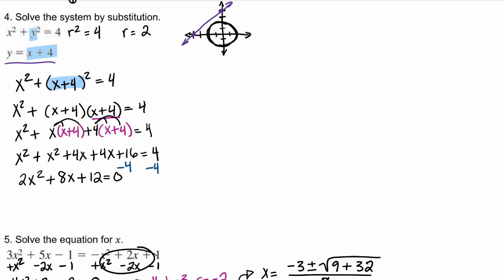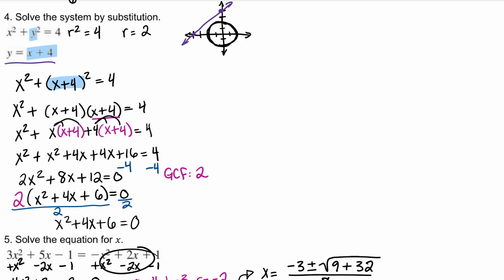And notice that this quadratic equation has a GCF. 2 goes into each of these terms. So go ahead and factor out the 2 and then divide both sides by 2. Now go ahead and see if you can factor this quadratic equation. Turns out we can't factor it, but a is 1 and b is even, so this is a really good opportunity to complete the square.